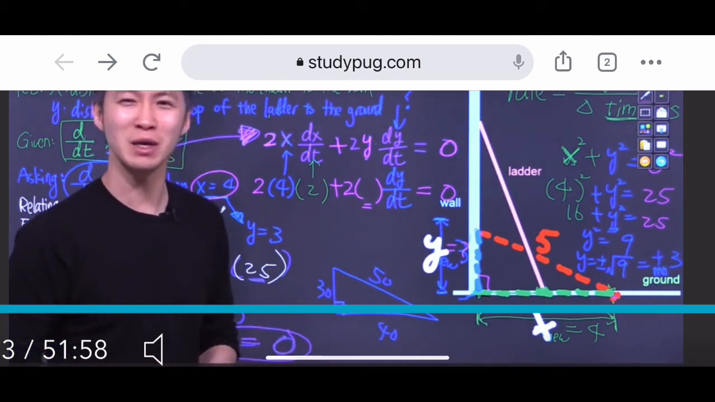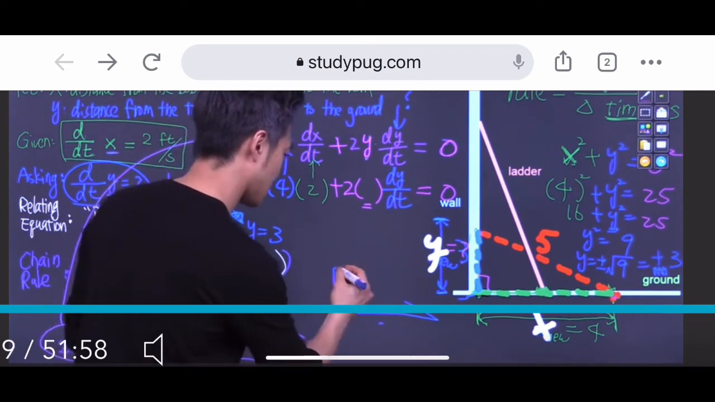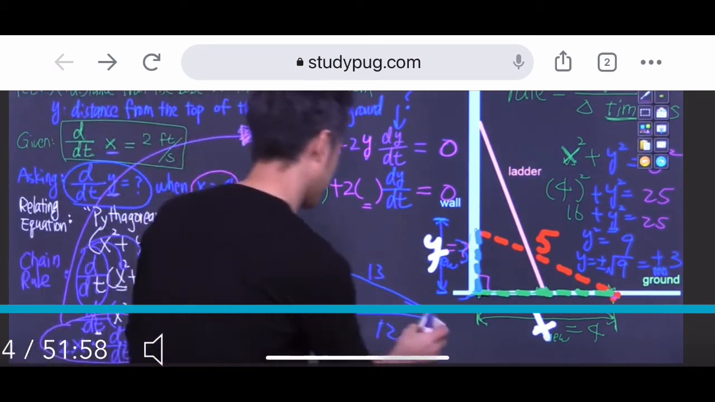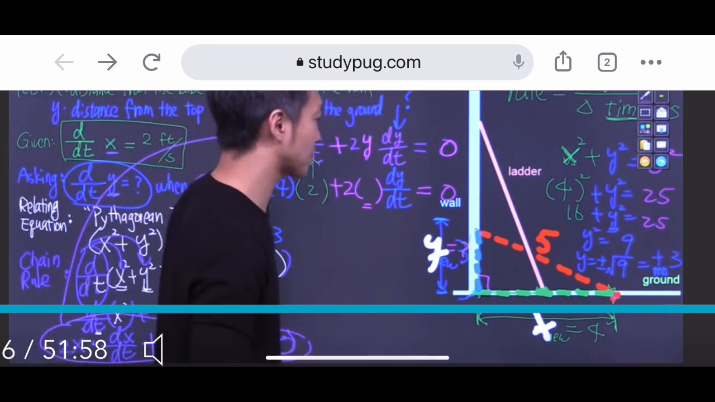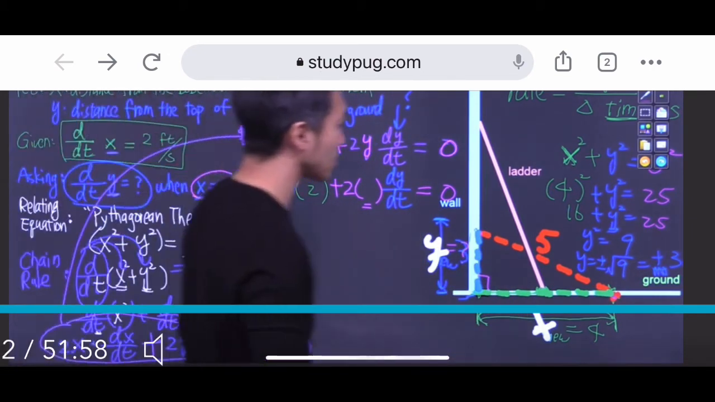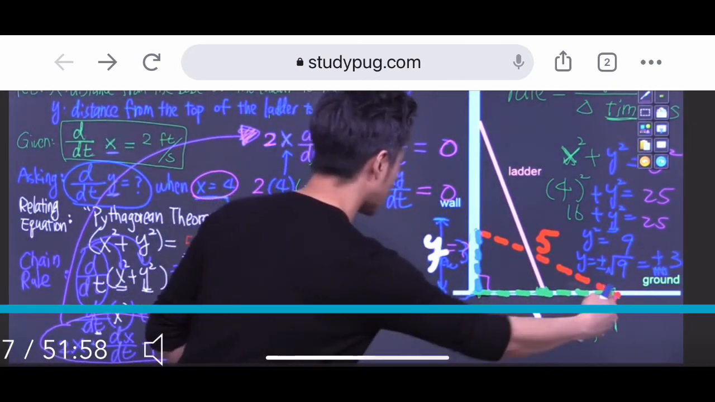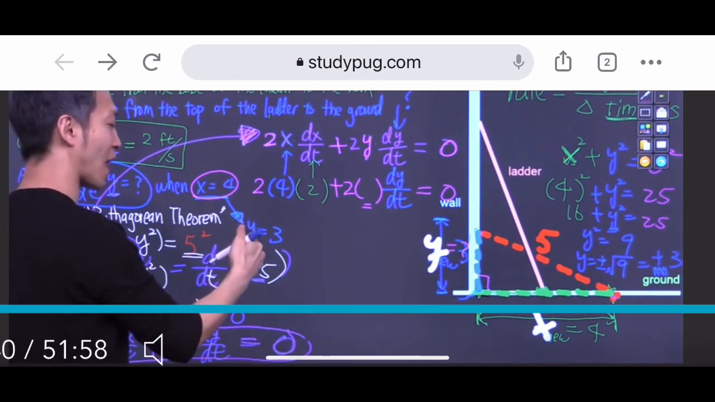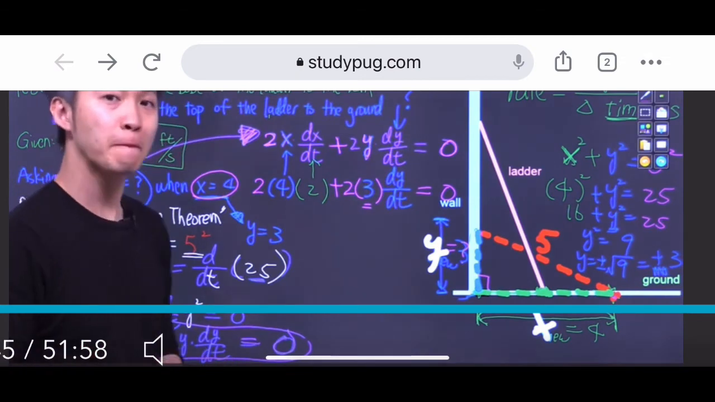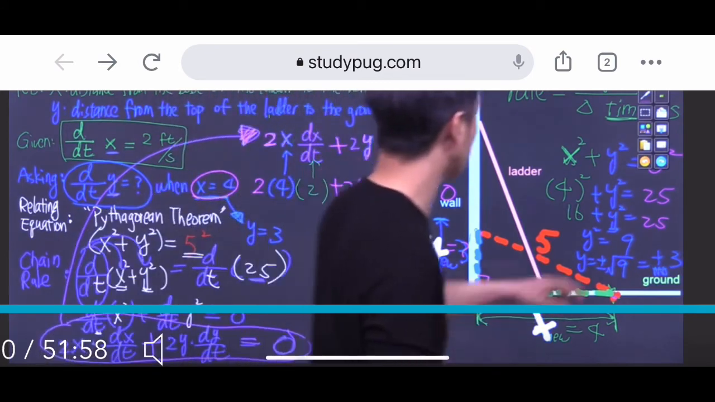3, 4, 5. What's another famous one? Another famous one is 5, 12, and 13, right? So this is a famous one. Okay? So 5, 4, then this must be what? 3. Okay, so anyways, in this triangle, the moment when x is equal to 4, the corresponding y value is 3. Good. So I think we are almost done.